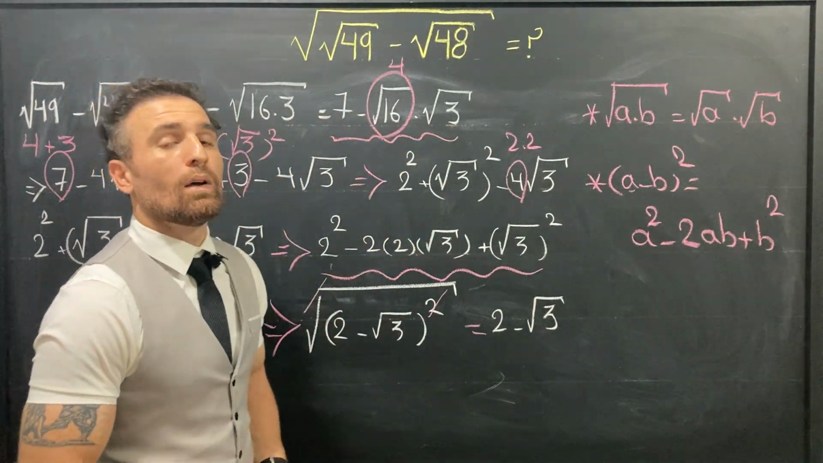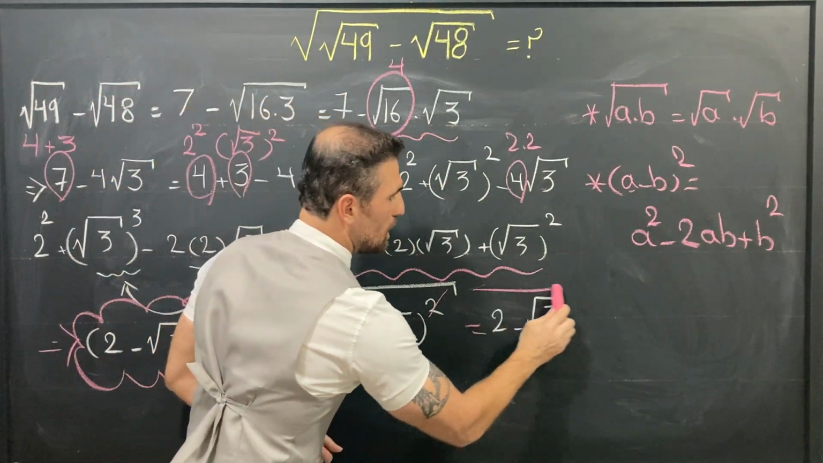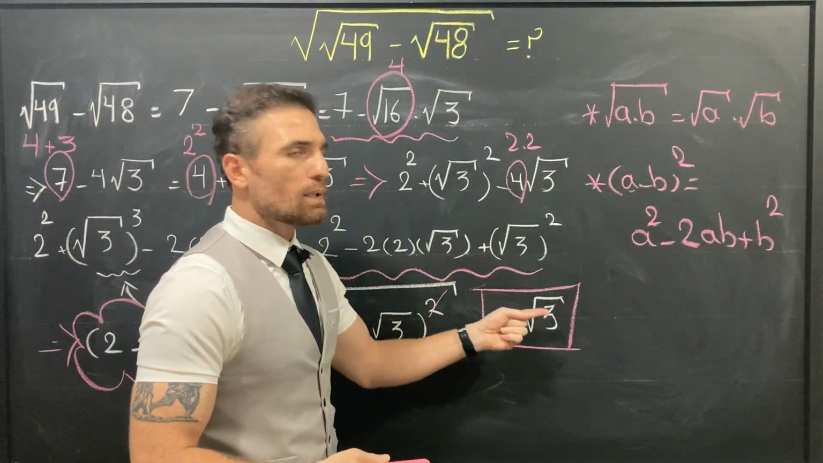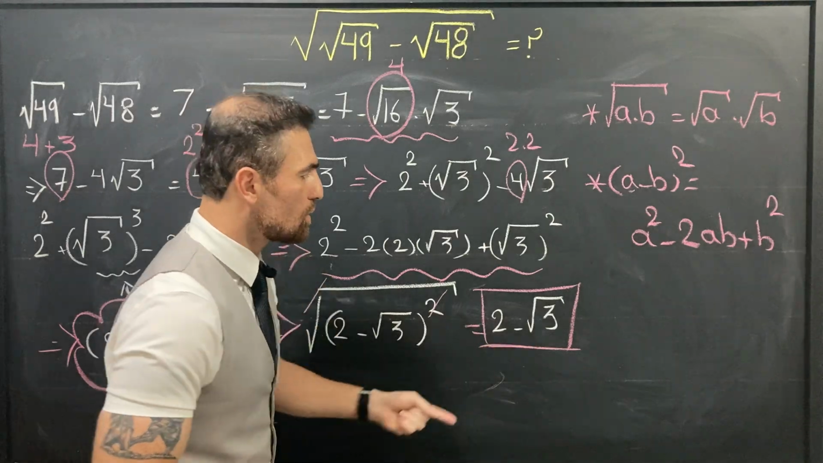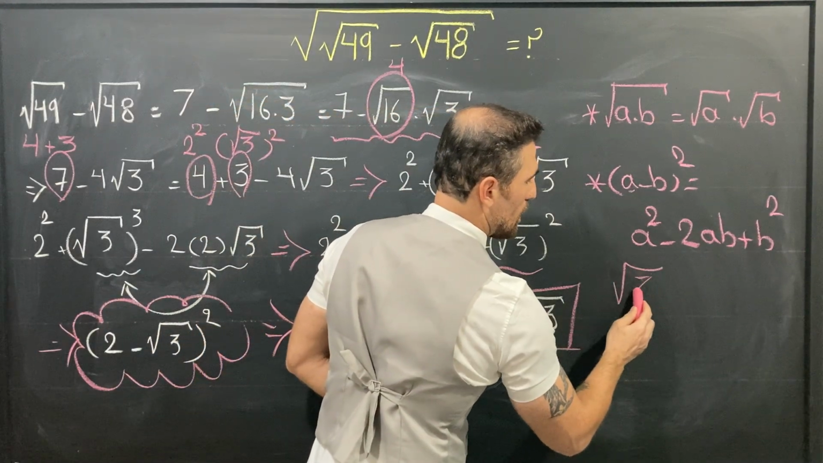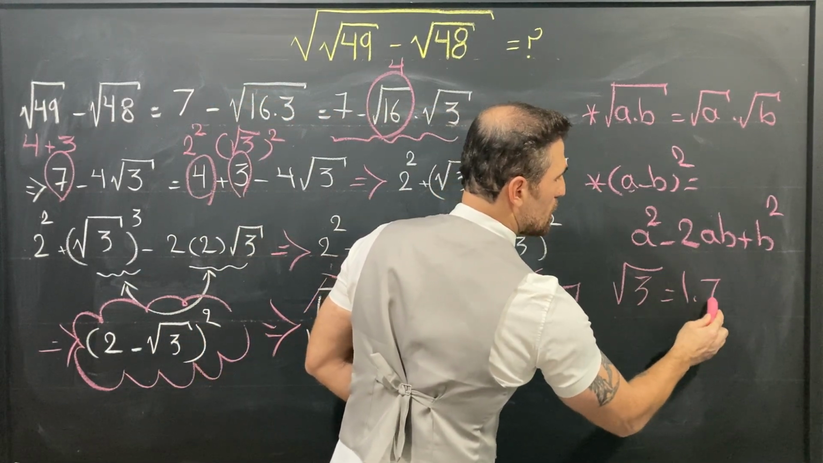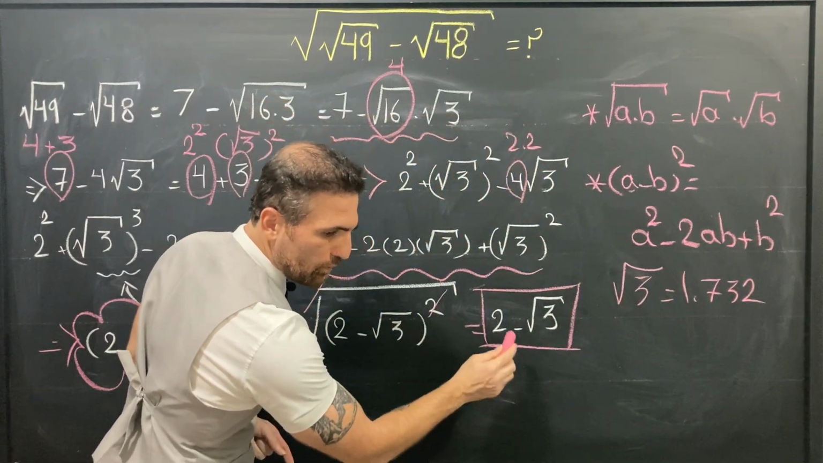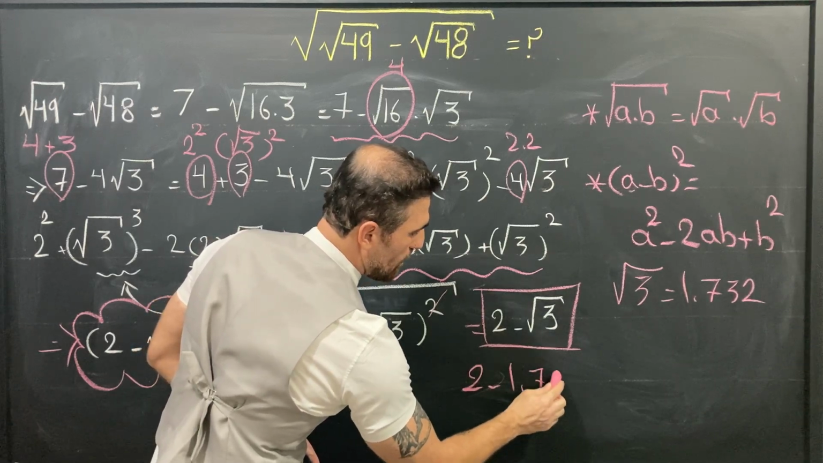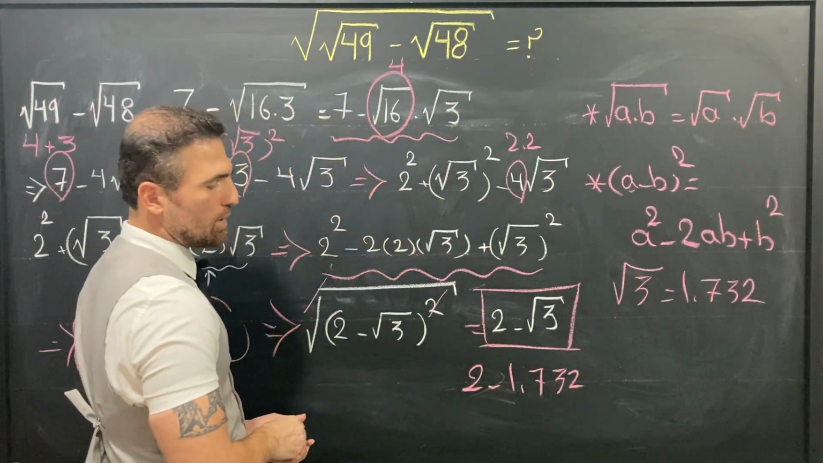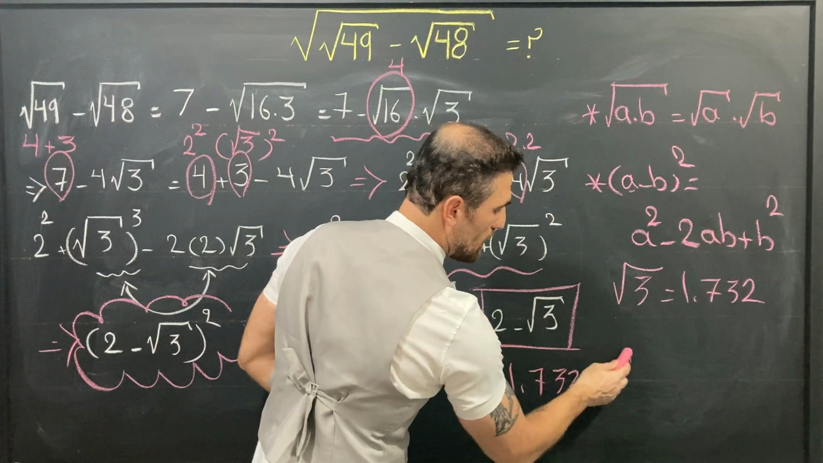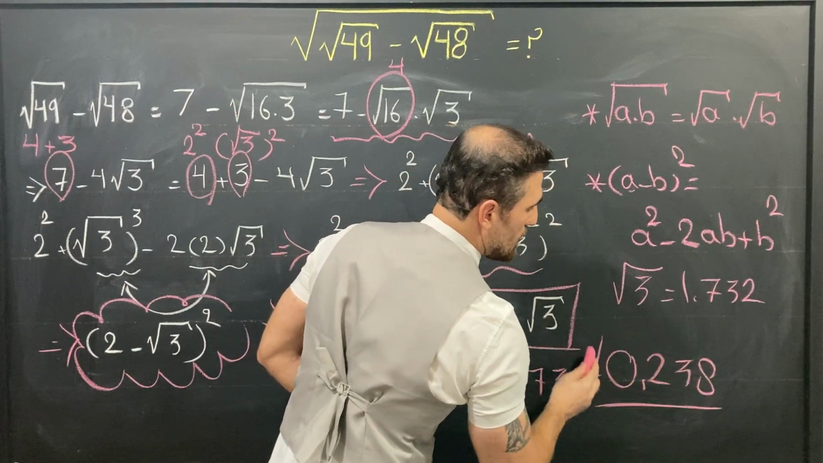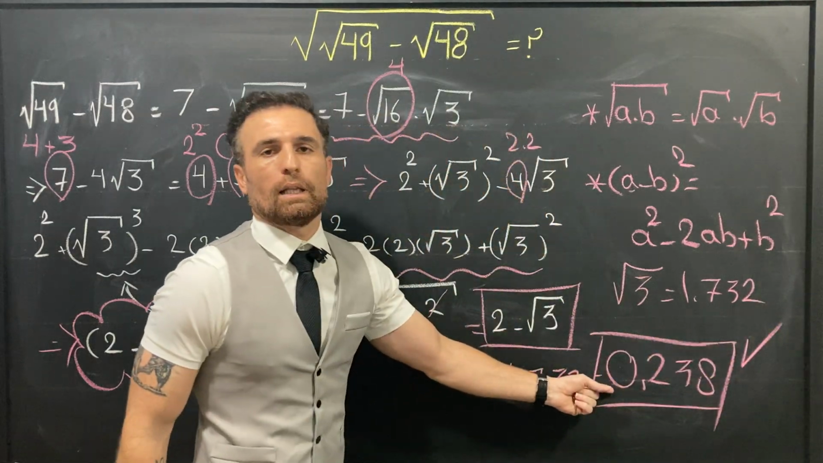Until here we did it well. Great. It can be our answer. But if you can't find this in our options, we can continue the solution. As you know, square root of 3 is the same as 1.732, right? So 2 minus 1.732. What is 2 minus 1.732? It's going to be 0.238. And this is our final answer.